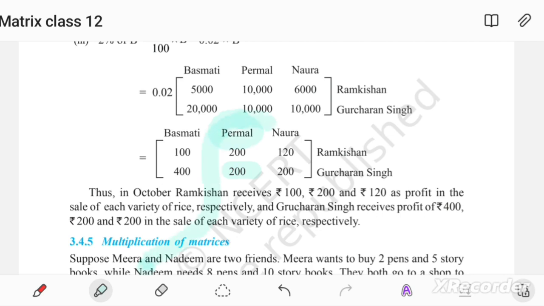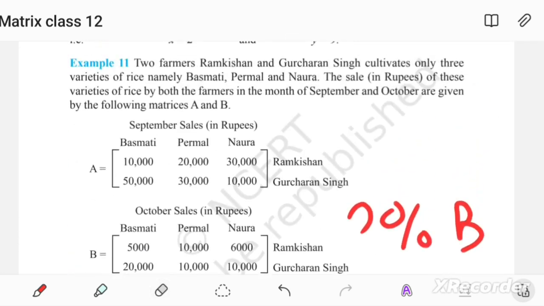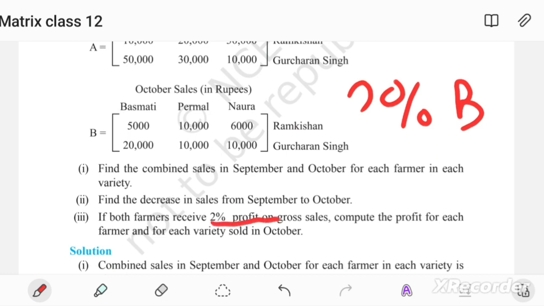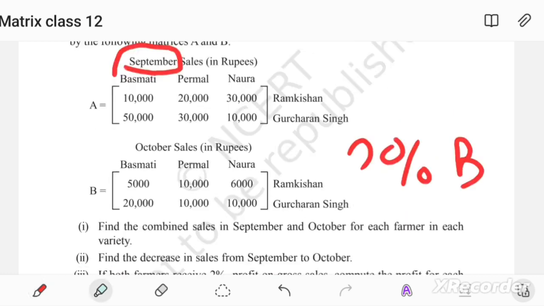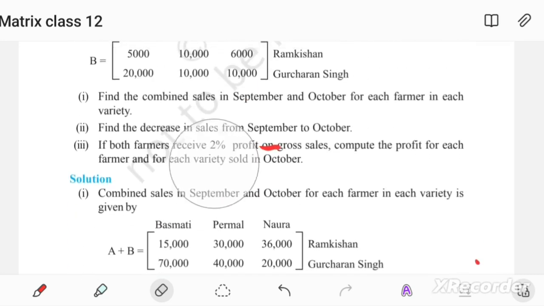The examiner can ask any other question also. He may ask the profit in the basmati rice for Ramkishan. The examiner can also ask what is the profit of the farmer in the month of September. Now again, whatever the percentage of profit is given to you, you have to simply multiply that percentage with the total sale. Actually, the question itself is giving you the hint why we are multiplying on the total sale. We have to find the profit on the gross sale.